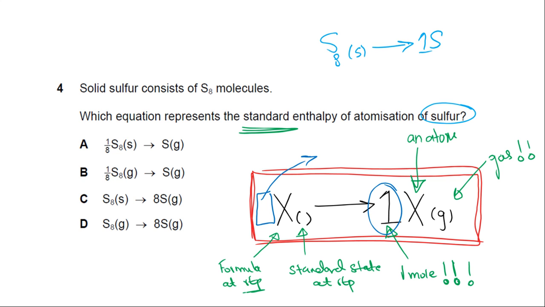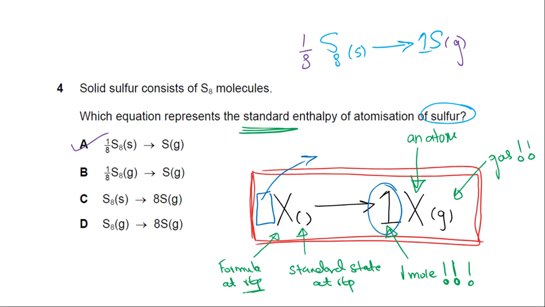Now let's balance this off. If I want to balance this, I have 8 sulfurs here, 1 sulfur here. What do I do? I add 1 over 8 over here. And the last thing that I do is I add the gaseous sign here. Let's see which option complements that. So 1/8 S8 (solid) gives S (gas). So there you go. That's your answer.